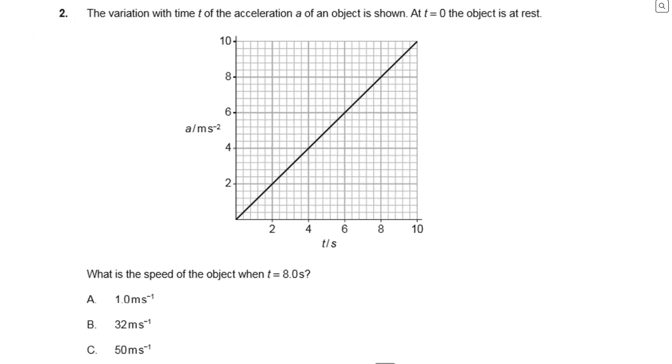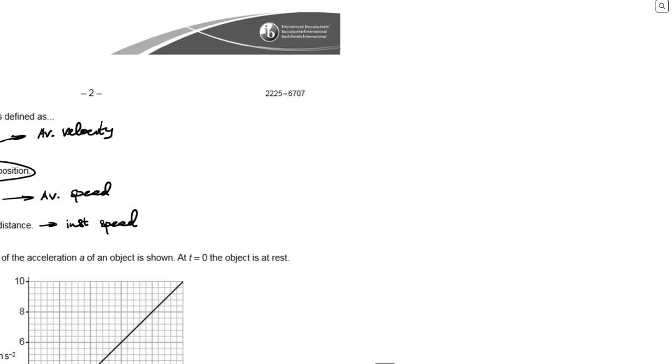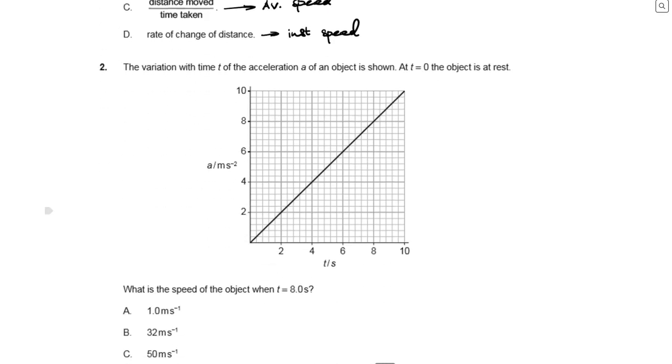Number 2, acceleration of an object. And so B is our correct answer. Let me check. Yep, B is correct. Maybe I'll check it at the end so that we don't reveal everything.